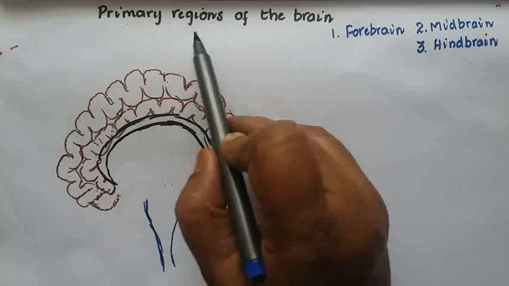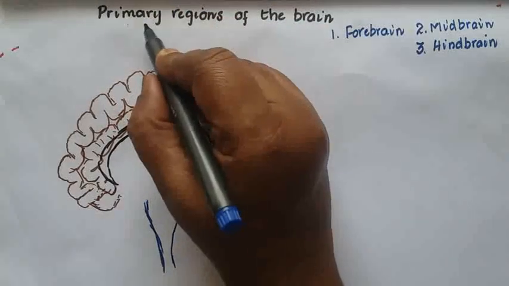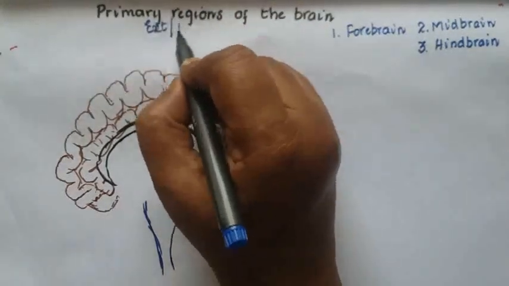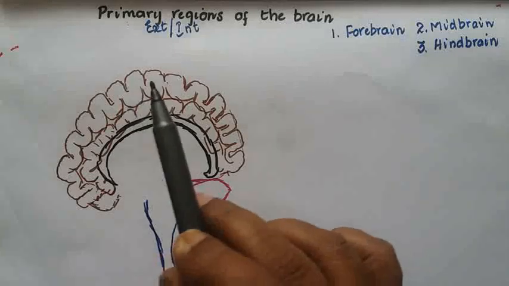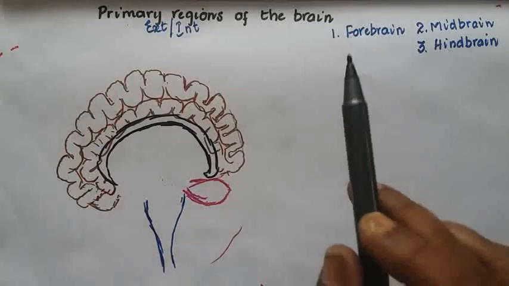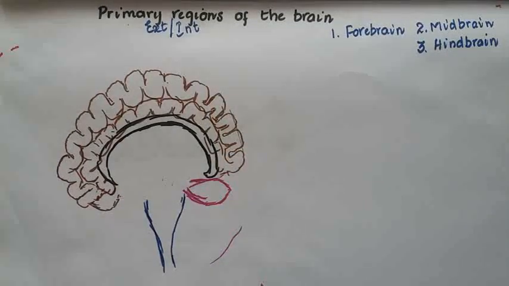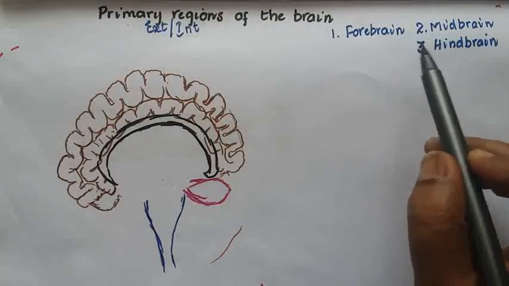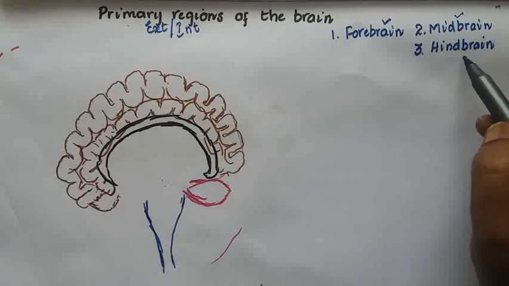Now, let us start with the next part of the lesson, where we are going to learn about the primary regions of the brain. What do you mean by primary regions of the brain? In these regions, we consider both the external followed by internal structure of the human brain. So the primary regions include both external and internal parts of the human brain. According to this, we have three parts known as the forebrain, midbrain and the hindbrain.